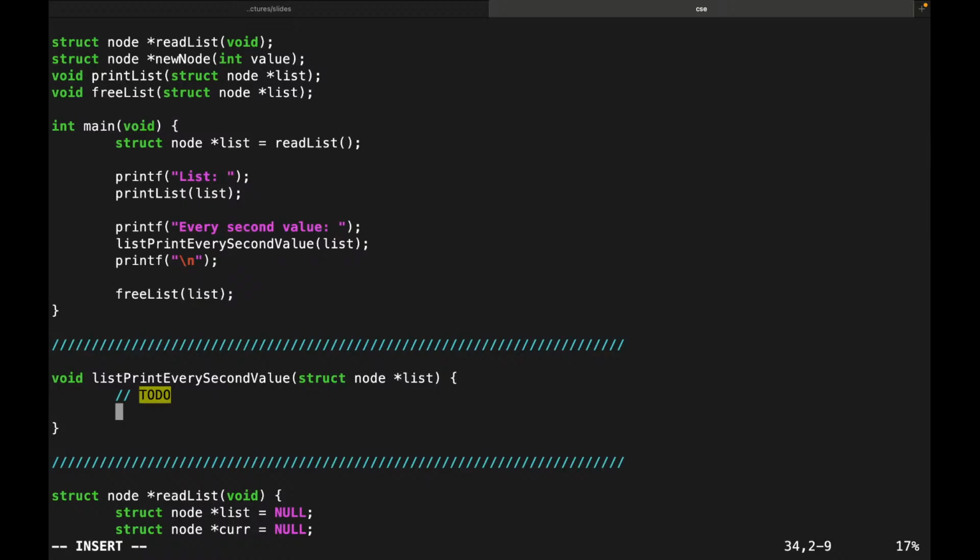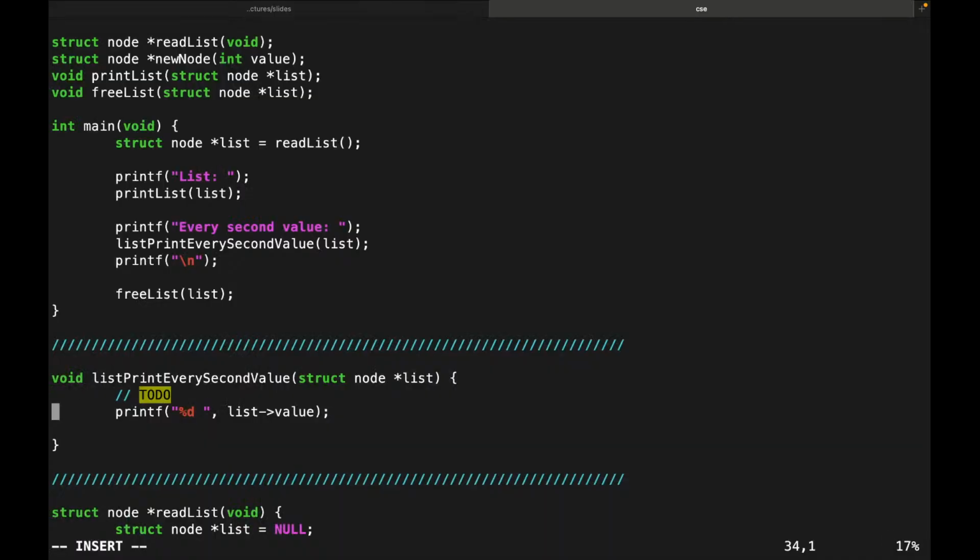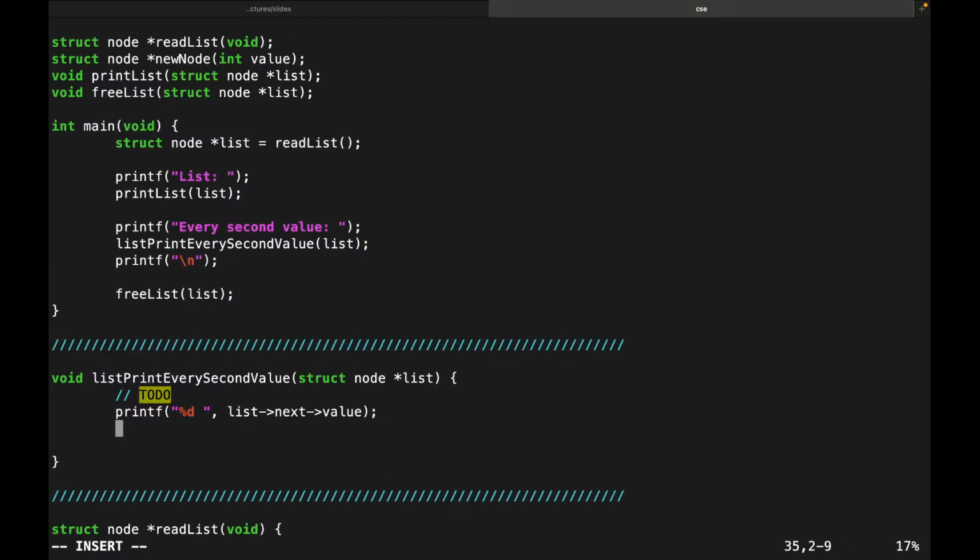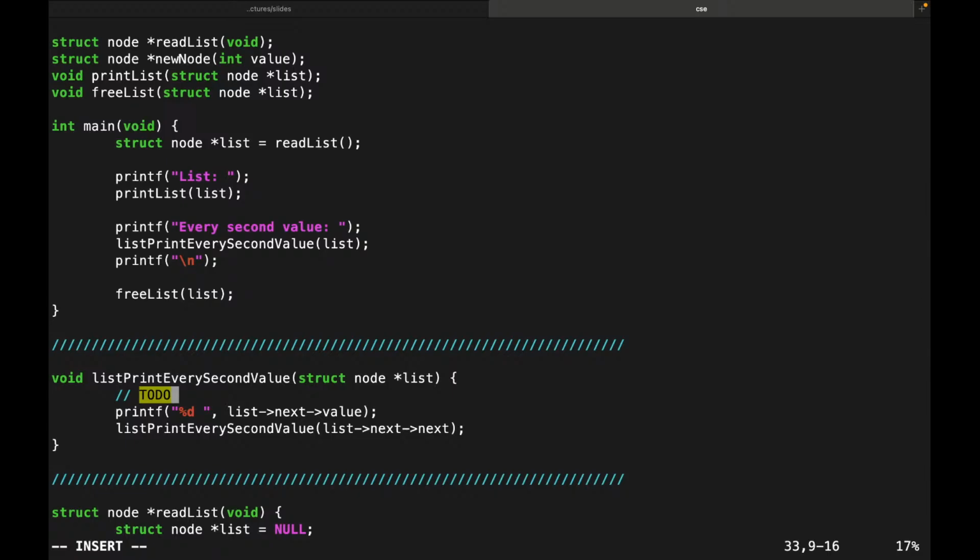But if we want to print every second value, then we want to jump ahead by 2 every time we recurse. So, not including the base case for now, what we'll do is we'll first print out the second value in our list, so not list value but list next value. And then we want to print out every second value in the rest of the list, from the third value onwards. So we're going to call list print every second value on list next. So that's our recursive case.